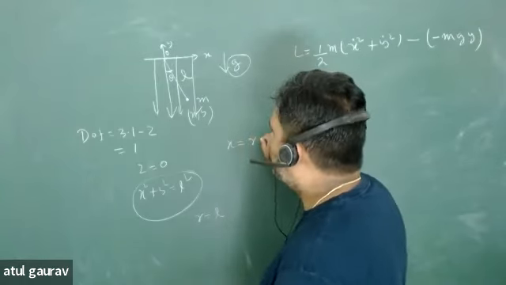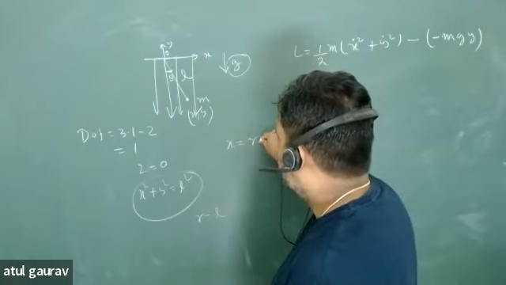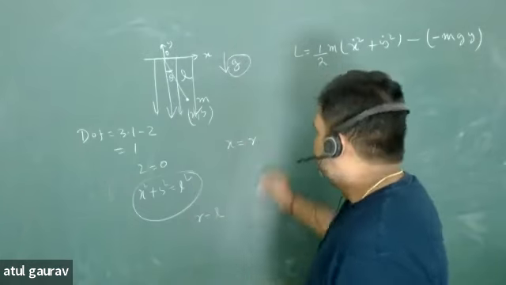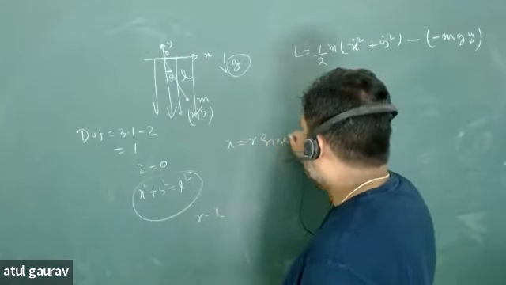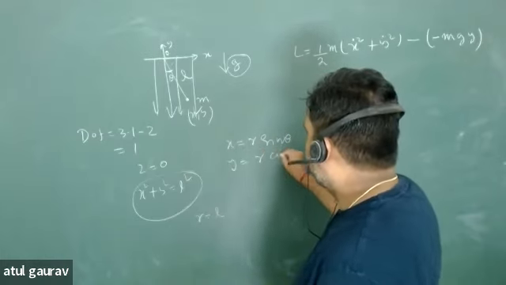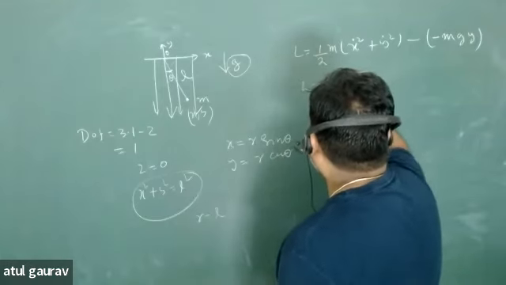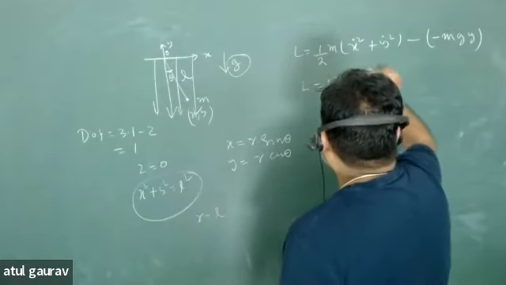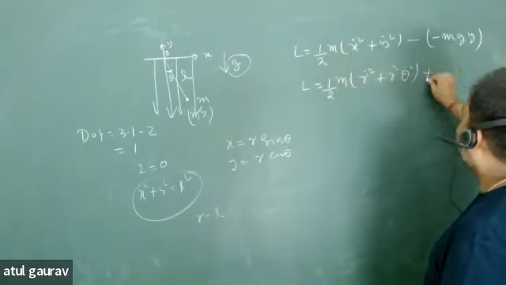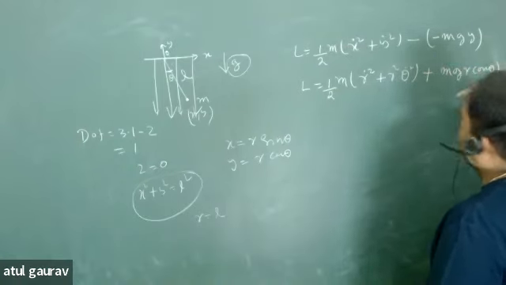R sin theta or cos theta? बताओ. R sin theta, sir. Very good. That value is what? R sin theta. What is Y? R cos theta. Now we can transform it. That value is half m r dot square plus r square theta dot square plus mg r cos theta.